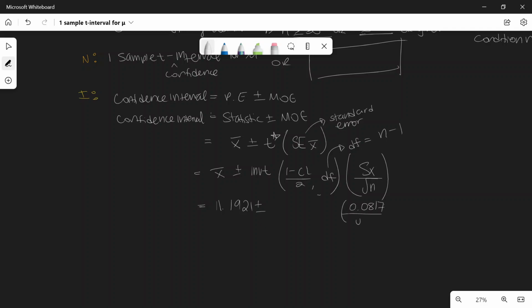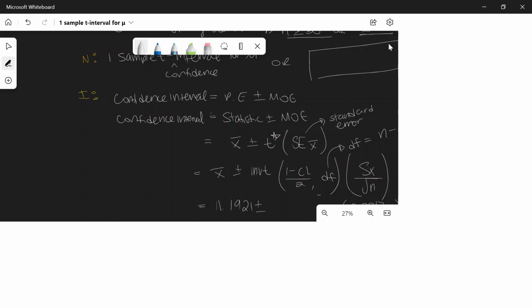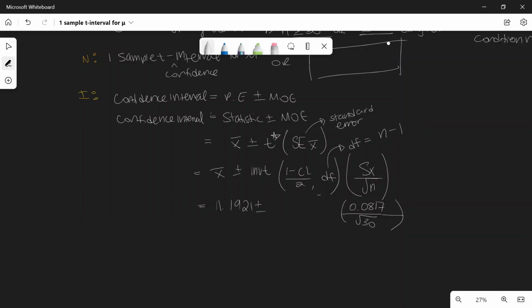0.0817 over square root of 30, because your sample size was 30. That's our standard deviation up here, s of x, and then that. Okay, now give me 1 second because I think my thing is lagging. Okay, there we go.